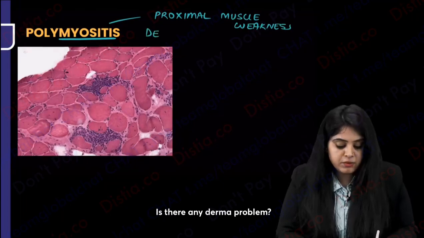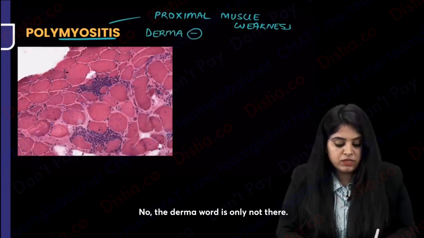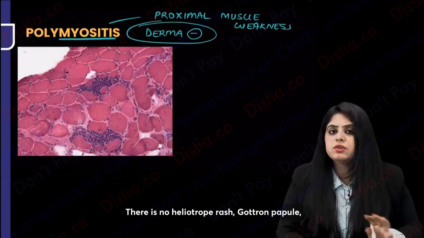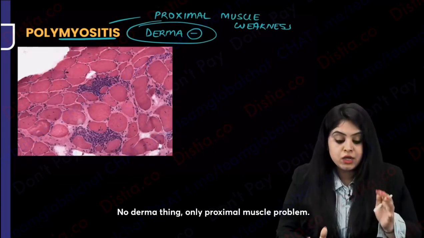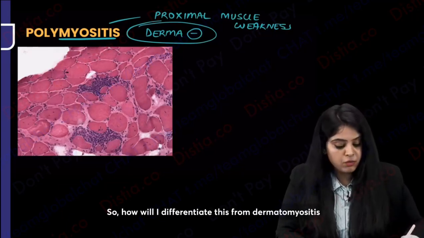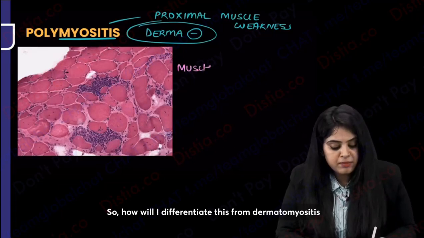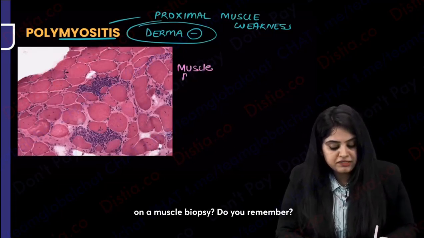Is there any derma problem? No, the derma part is not there. There is no heliotrope rash, Gottron papule, shawl sign, V sign, mechanic hand, nothing. No derma thing. Only proximal muscle problem. So how will I differentiate this from dermatomyositis on a muscle biopsy?